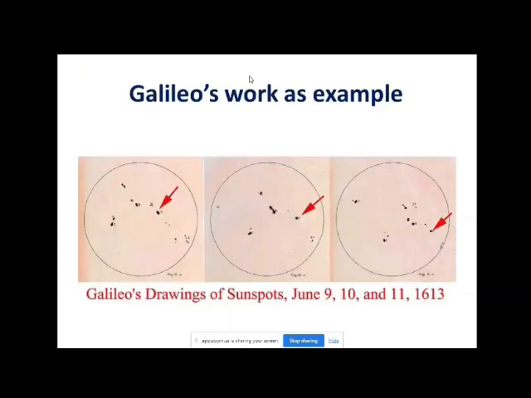So this is Galileo's work as an example. Galileo's drawings of sunspots on June 9, 10, 11, 12, 13. You can see the red arrows: the sunspot is moving towards the right after one day. This was in Galileo's time.